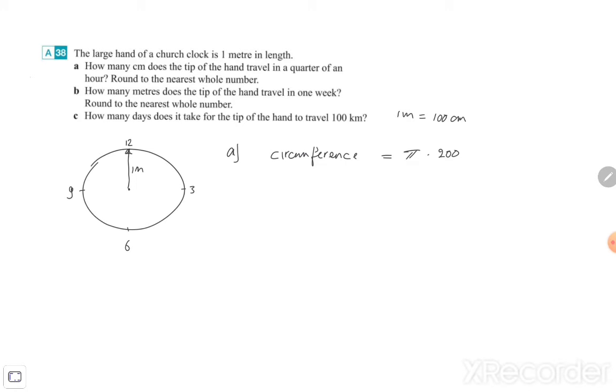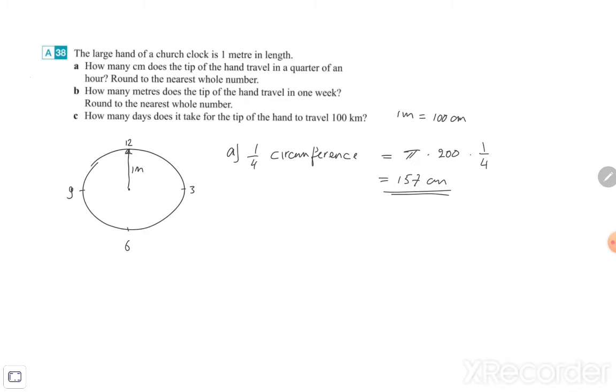But this is just 1 hour, and we need a quarter of an hour, so a quarter of the circumference. So we're going to multiply with 1/4, or divide by 4. All right, so here is the answer: 157 centimeters, because we need to round it to the nearest whole number.